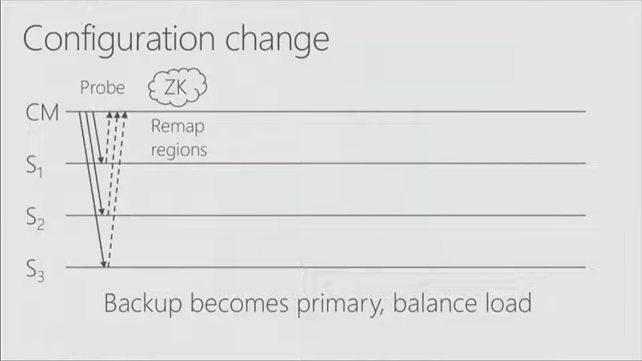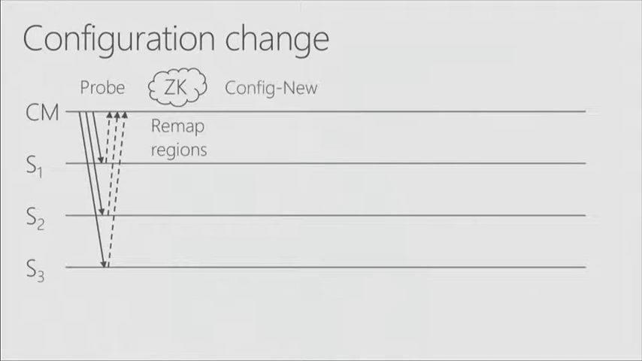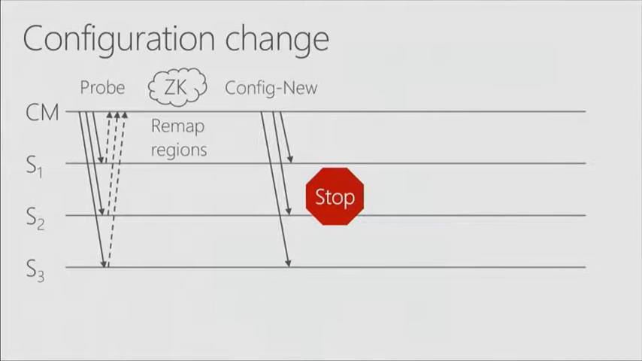And also we balance the new backups around the cluster to make data recovery and transaction recovery faster, basically allow doing it in parallel across more machines. After the configuration is written to ZooKeeper, the next step is to send the config new message to all servers in the new configuration.